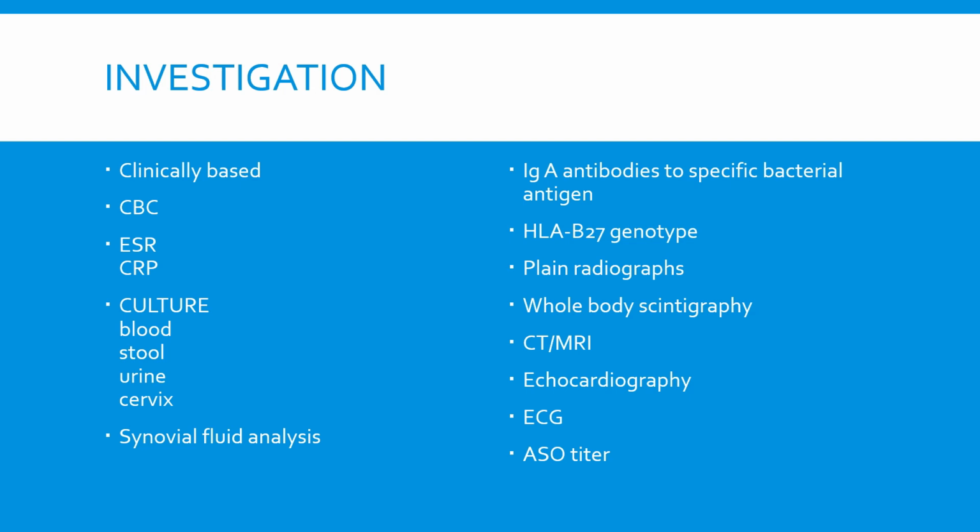IgA antibody to the specific antigen may be found in the body. HLA-B27 genotype indicates spondyloarthropathies. Plain radiographs are done. Whole body scintigraphy is done. CT, MRI, ECG, echocardiography, and ASO titer. These last three investigations are done in chronic or recurrent reactive arthritis to find out whether there is rheumatic fever or not.